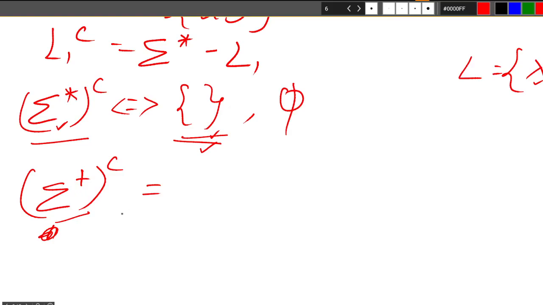Let me not write it, basically you can be confused. It is all of it except the lambda, except the epsilon. So, here when you take the complement, you will get epsilon, or lambda.